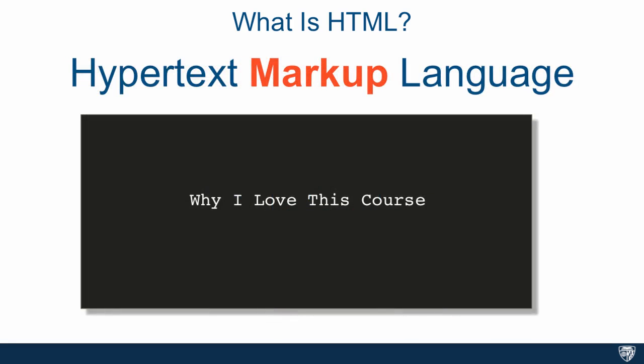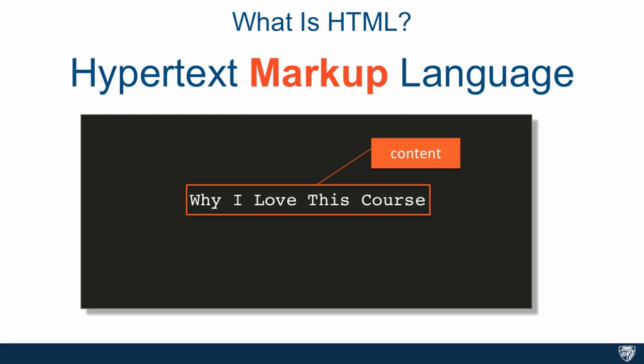The next term is markup. Markup means to mark something up, to annotate. On the web, it's all about content. So if you have some content, for example, a document you're writing called Why I Love This Course, which is, I'm sure, going to be the title of your next blog post, that's the content. And you want to annotate the content to tell the browser or some other program out there what this content is. And that's what HTML does.